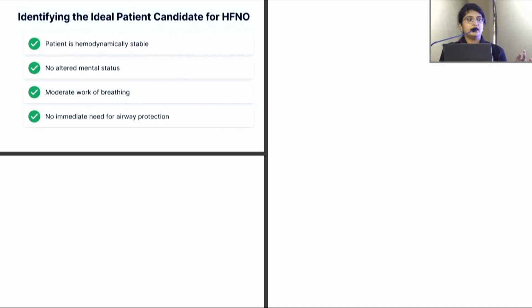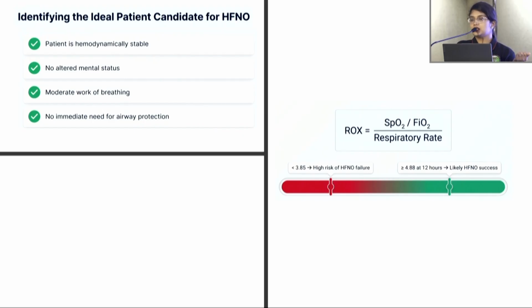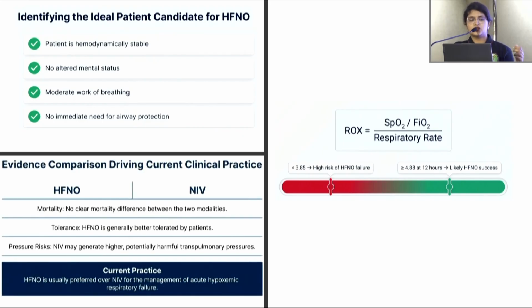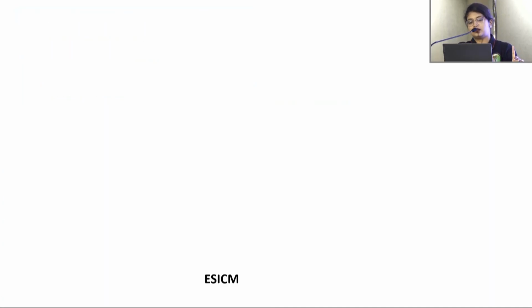So who is the ideal candidate for HFNO? So patient should be hemodynamically stable, should not be in altered mental status, moderate work of breathing, and no immediate need for airway protection. So then how can you predict HFNO failure? There is something called the ROX index, where less than 3.5 suggests HFNO failure, and you can go for early intubation. So should I go for HFNO or NIV? What do the guidelines say? HFNO is usually preferred over NIV in the management of acute hypoxemic respiratory failure.